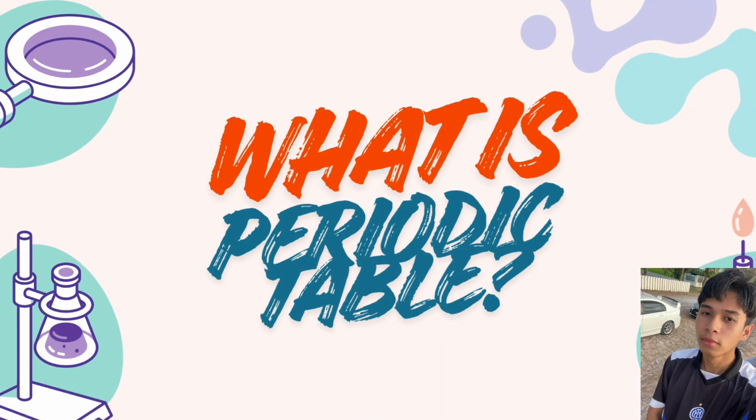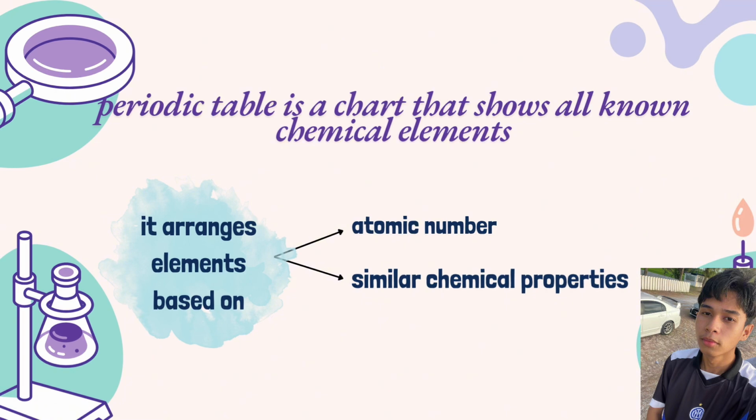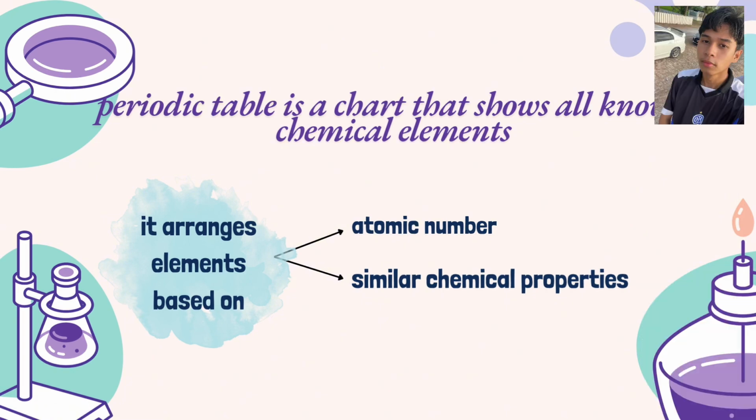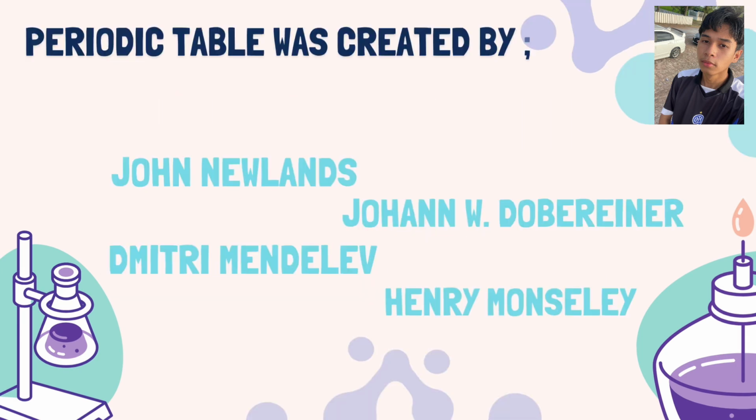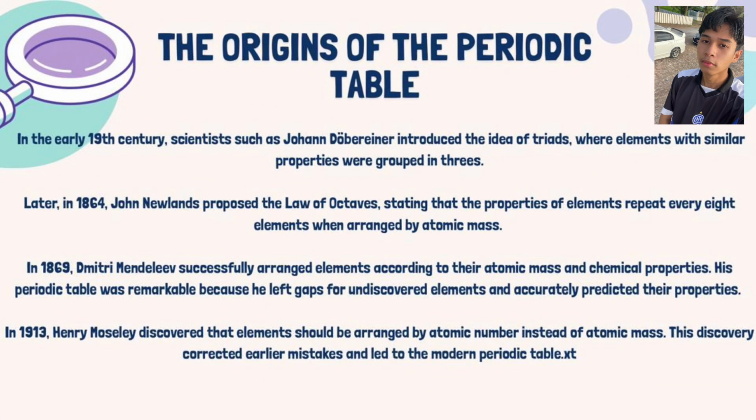What is the periodic table? The periodic table is a chart that shows all known chemical elements. It's arranged based on atomic number and similar chemical properties. The periodic table was created by John Newlands, Johann W. Dobereiner, Dmitry Mendeleev, and Henry Moseley. The origin of the periodic table.